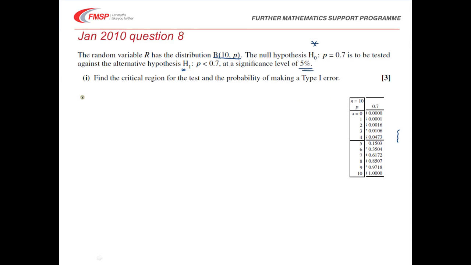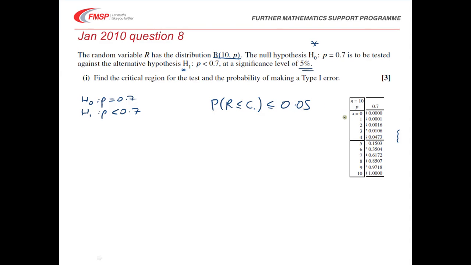So I'm just going to formalize this in a slightly different way. p is equal to 0.7, H1 is p is less than 0.7. This makes it a one-tailed test. So in other words, I'm going to look at the bottom tail. So I'm looking for the probability of being less than or equal to a specific value. It's got to be less than or equal to the significance level.